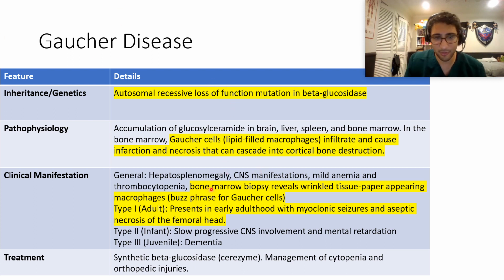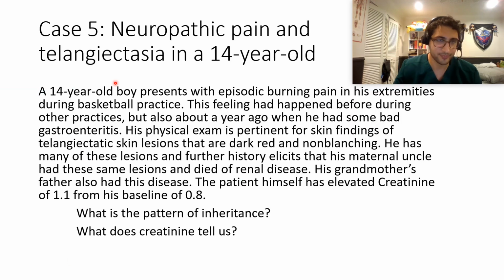The bigger point is that the buzz phrase you're going to see is bone marrow biopsy revealing wrinkled tissue paper appearing macrophages. And the type 1 version, the adult version, presents early in adulthood with myoclonic seizures and aseptic necrosis of the femoral head. Aseptic necrosis of the femoral head is a buzzword. So if you see aseptic necrosis of the femoral head and bone marrow biopsy reveals wrinkled tissue paper appearing macrophages, those are Gaucher cells. That should really raise your suspicion for this disease. All right.